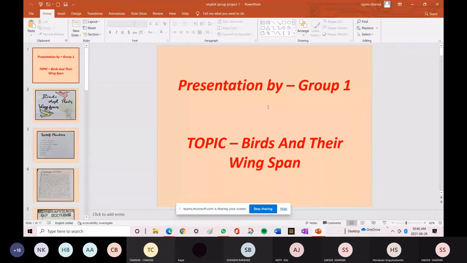Explaining the topic birds and their wingspan with the help of a presentation. Firstly, I would like Harshvardhan to speak about the physiology of birds.